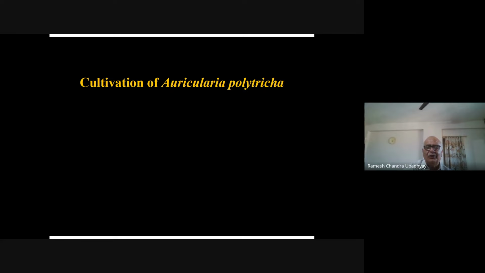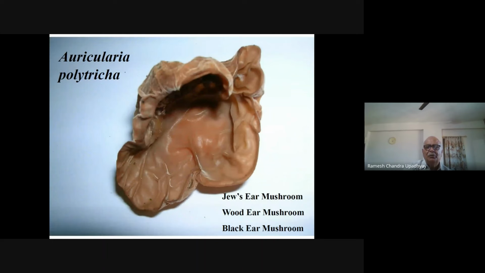Next one is auricularia, jelly mushroom. This mushroom is known as wood ear mushroom, black ear. Earlier, people used to call it Judas ear mushroom because it has a very big ear, but now we don't call it Judas ear, we only call it wood ear or black ear mushroom. There are 8 species. I have collected about 8 species of this mushroom from Himachal Solan itself, and one more species of Auricularia recently, sorry, I'm forgetting the name, it is also a very interesting species. 9 species we have collected from India.